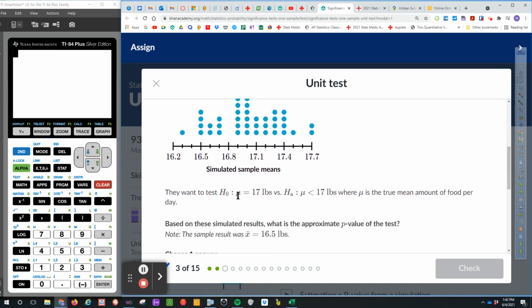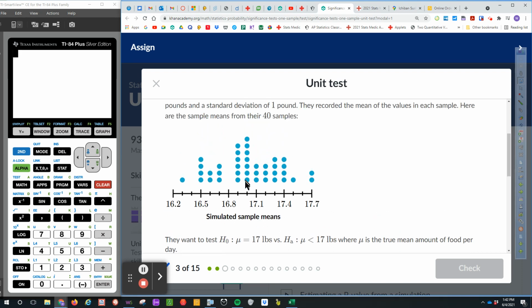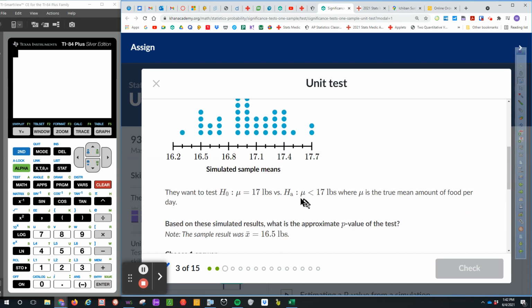Okay, so they want to test the null hypothesis mu equals 17 pounds. So this is 16.8, 16.9, 17, 17.1. So 17 is right here. The null hypothesis is mu equals 17 pounds versus the alternate hypothesis mu less than 17 pounds. So where is the sample? Based on this simulated result, what is the appropriate p-value of the test? The sample was x bar equals 16.5.